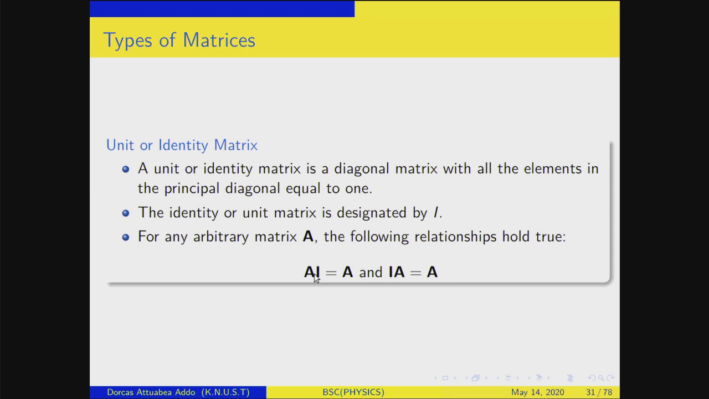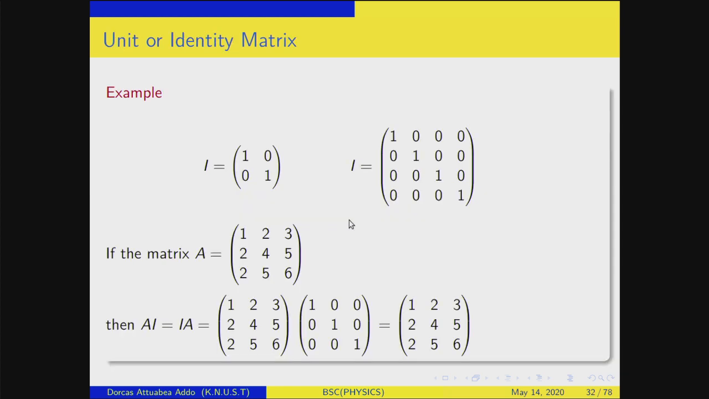So this is the identity matrix or unit matrix. This is what? A 2 by 2 matrix. So this is the principal diagonal, and all the elements in the principal diagonal are equal to what? 1. So this then becomes an identity matrix. If I take this matrix as well, this is a 4 by 4 matrix. You realize that this is the principal diagonal, and the elements there are what? 1.